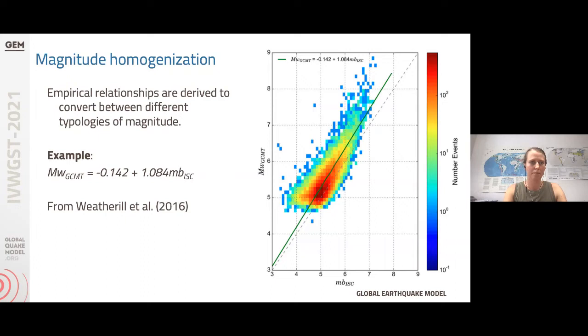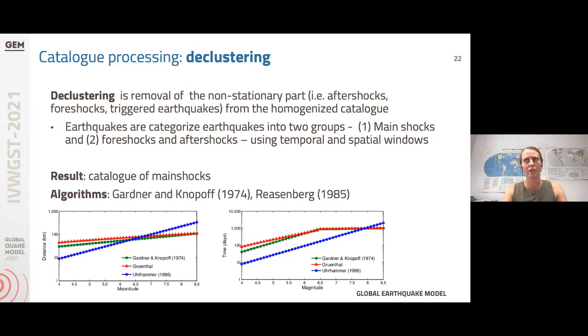So once we have a homogeneous catalog, we can move forward with that for the seismicity analysis. And one of the main steps is declustering, which is removing the non-stationary part, that is the earthquakes that are triggered, aftershocks and foreshocks, from the homogenized catalog. And then in this process, the earthquakes are categorized into two groups. The first is main shocks, and those are the events that we end up keeping, and a second category of foreshocks and aftershocks. And we do this using temporal and spatial windows that compare each earthquake to the closest earthquakes that are larger or smaller than them, ultimately finding out which one should be deemed the main shock.